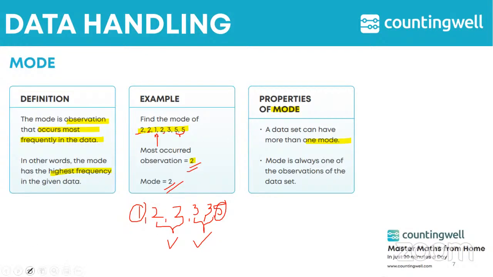So a data set can have more than one mode, but in case of arithmetic mean, there will be only one average or only one arithmetic mean. And note that mode is always one of the observations of the data set. So the mode cannot be outside the given set. Mode is always one of the observations of the data set, unlike arithmetic mean. So these two properties we should remember.